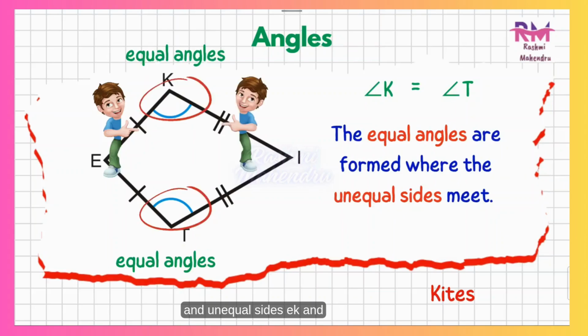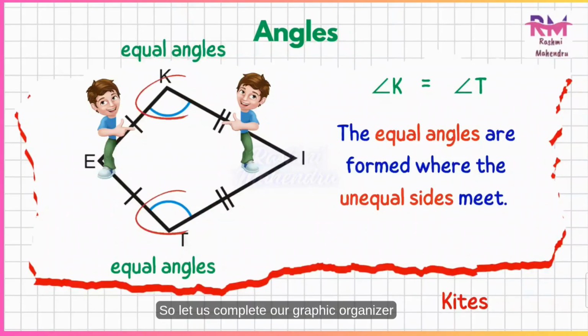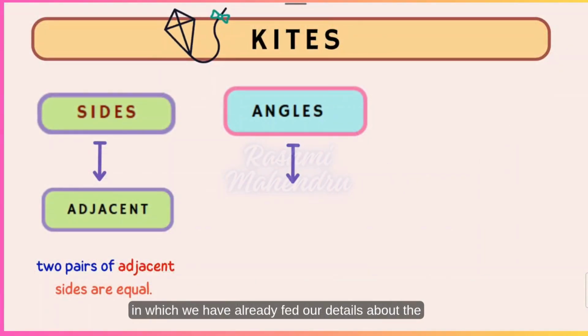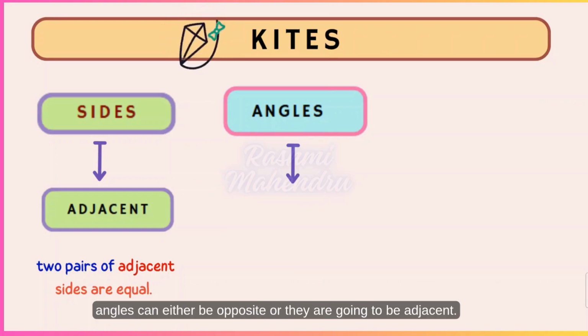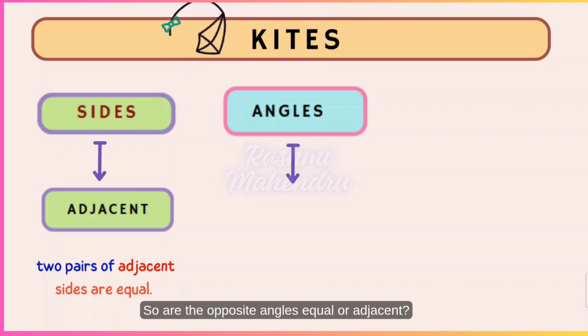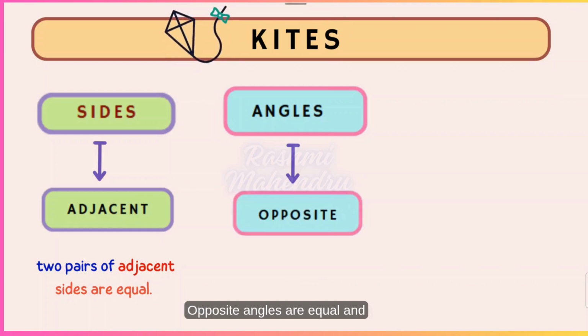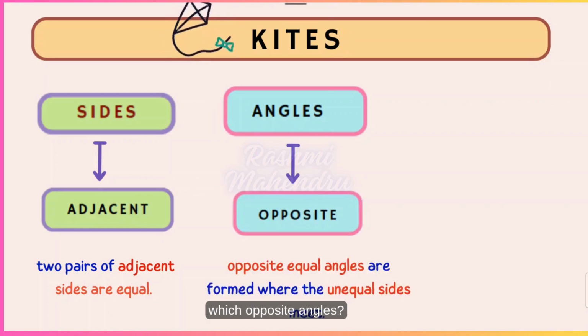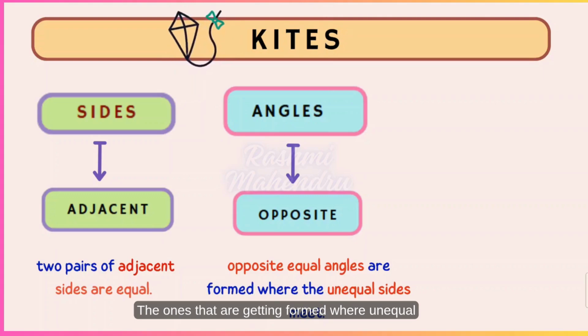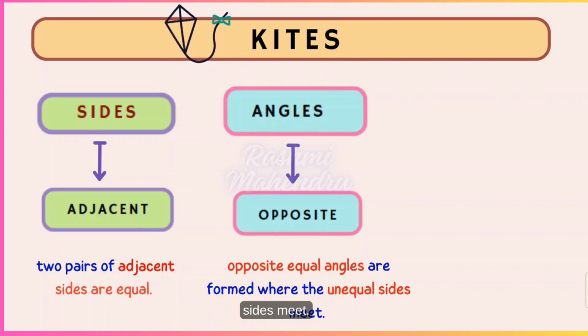EK and KI are not equal. So let us complete our graphic organizer, in which we have already fed our details about the adjacent sides. So what will you talk about angles? Again, angles can either be opposite or they are going to be adjacent. So are the opposite angles equal or adjacent? Opposite angles are equal. And which opposite angles? The ones that are getting formed where unequal sides meet.